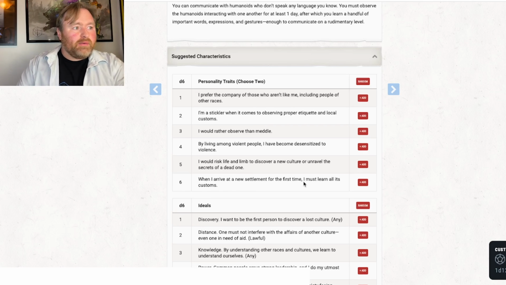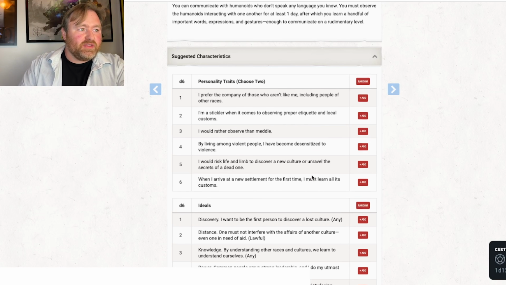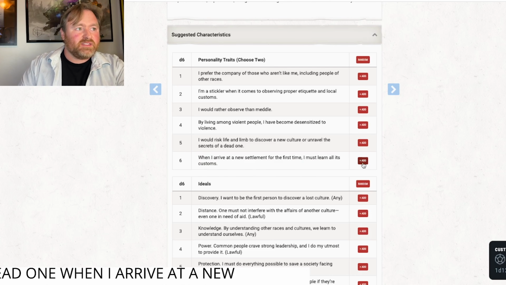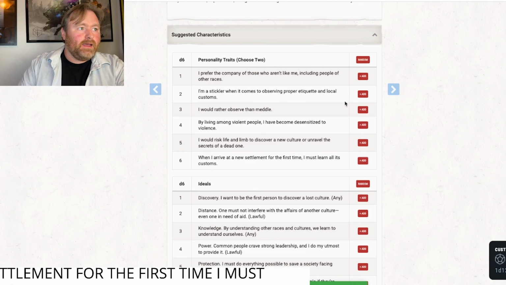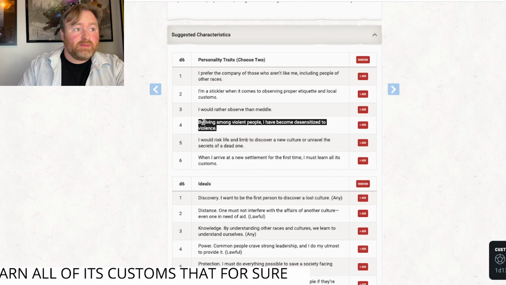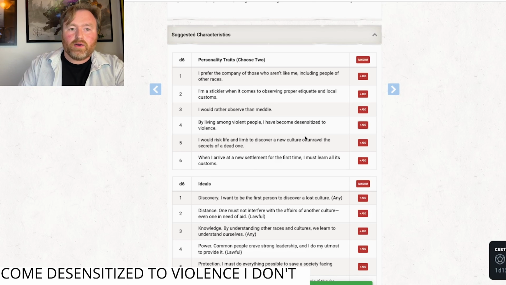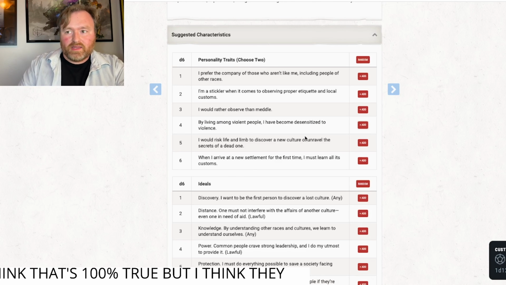Ooh, that's tempting. I would risk life and limb to discover a new culture or unravel the secrets of a dead one. When I arrive at a new settlement for the first time, I must learn all of its customs. That for sure. And by living among violent people, I've become desensitized to violence. I don't think that's 100% true, but I think they are trending in that direction.